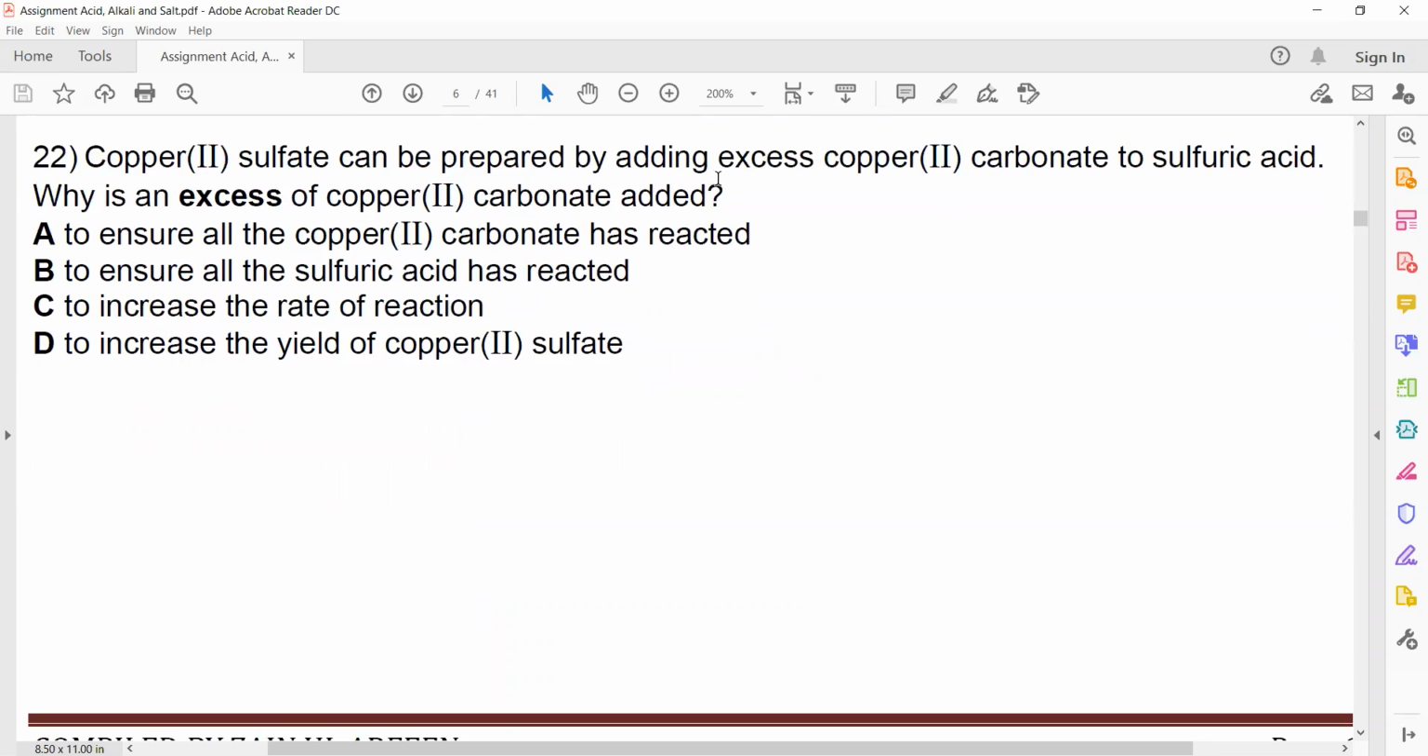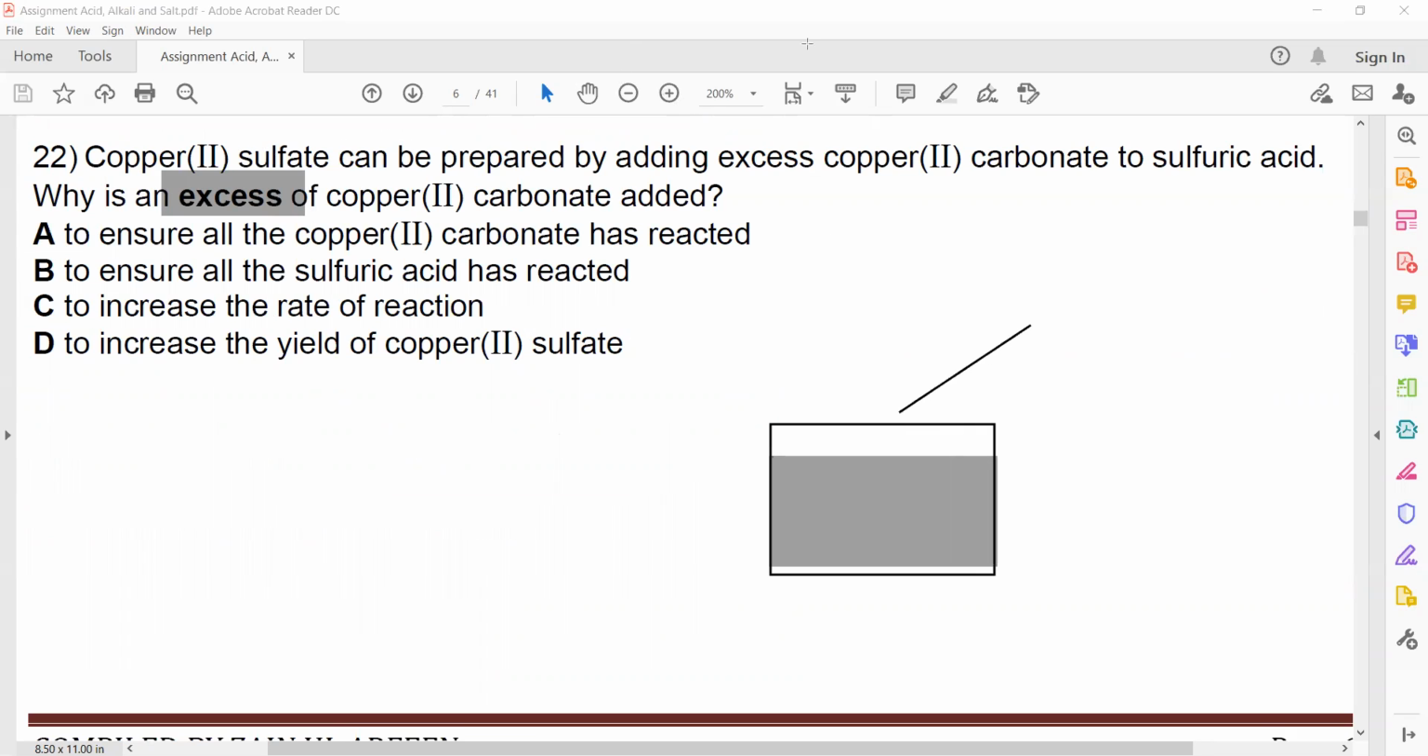Copper 2 sulfate can be prepared by adding copper carbonate to sulfuric acid. Why is excess, or more than enough, copper carbonate used? Why do we use too much copper carbonate? Like you have a container filled with sulfuric acid, but when you're reacting, you use too much copper carbonate. What is the reason? To ensure all of the acid has been reacted. That's correct. So B is the right answer.